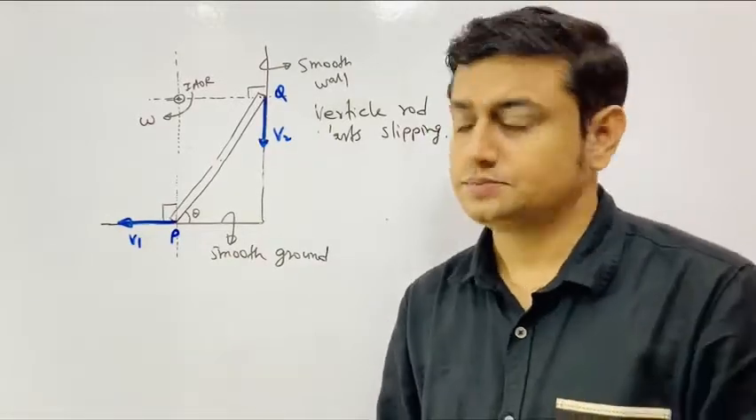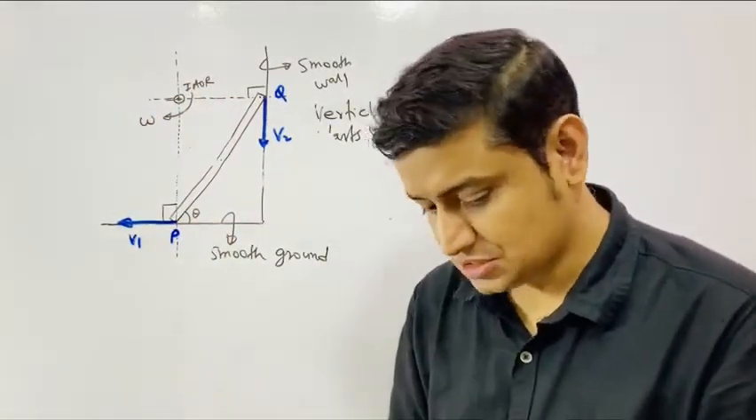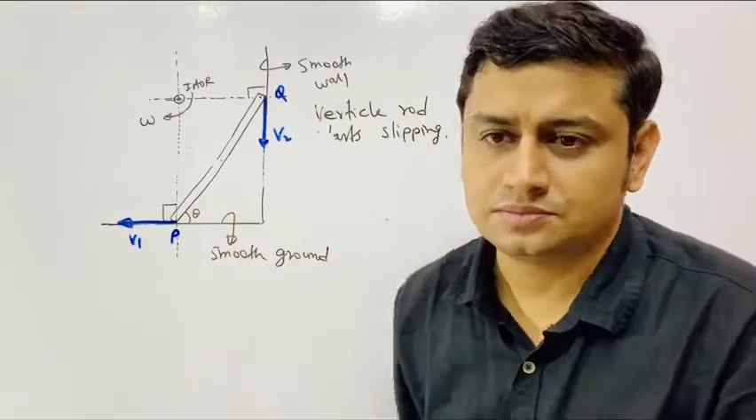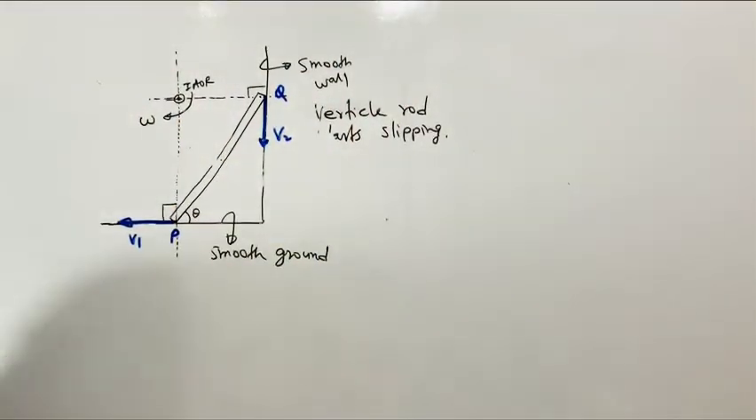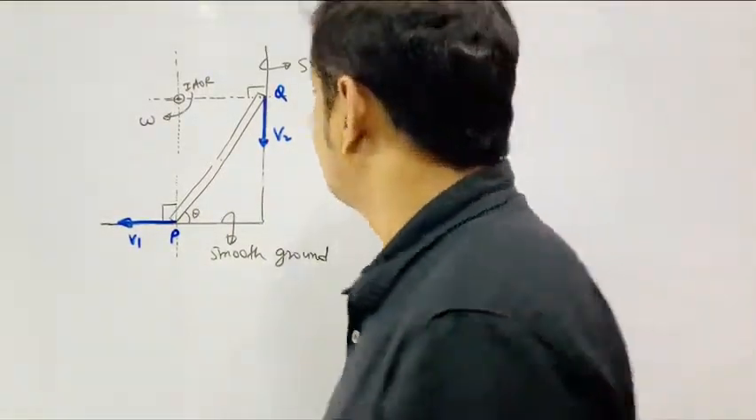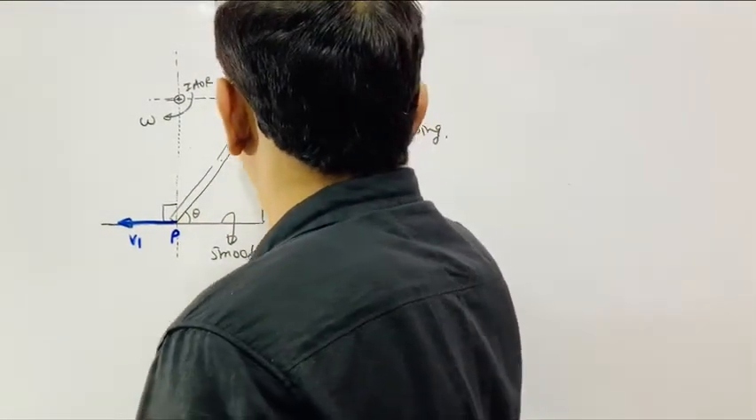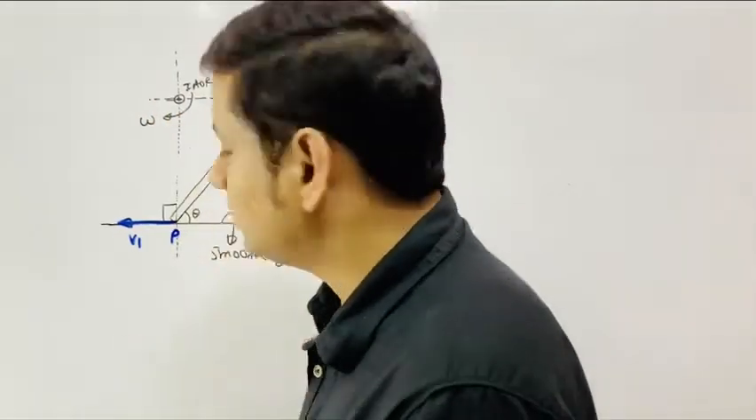How to get omega? Simple. Apply the work energy theorem. Means what? Tell me, in this entire process, which forces were acting on this rod? From here there was a force acting continuously. What was that? N2, the normal from this wall.